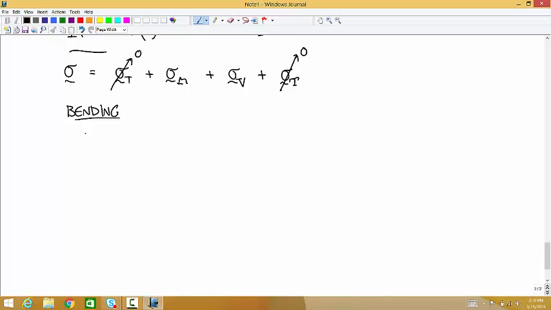Well, we need to calculate the area moment of inertia. So that's equal to 1/12 times the base times the height cubed. Can someone calculate that for me?